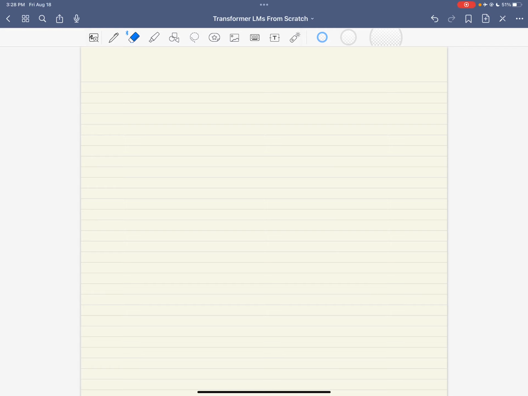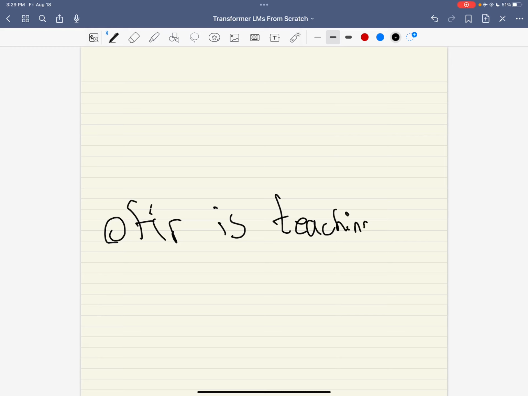So, what is language modeling? We have a sequence of words like "Ophir is teaching," and we are trying to predict the next word. That's a language model, right? What word goes here?